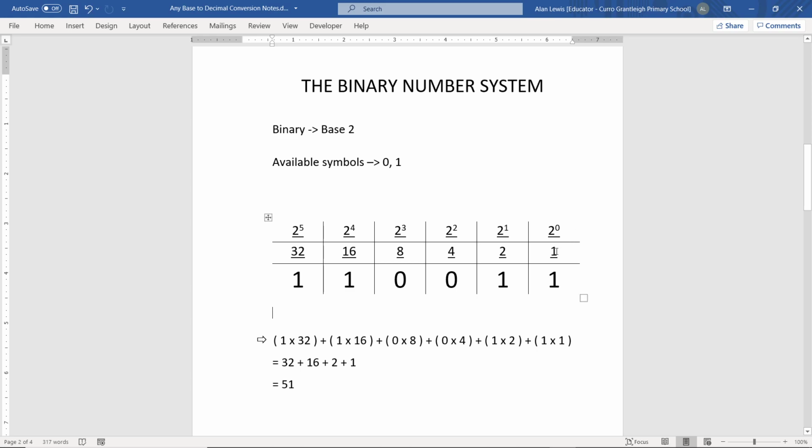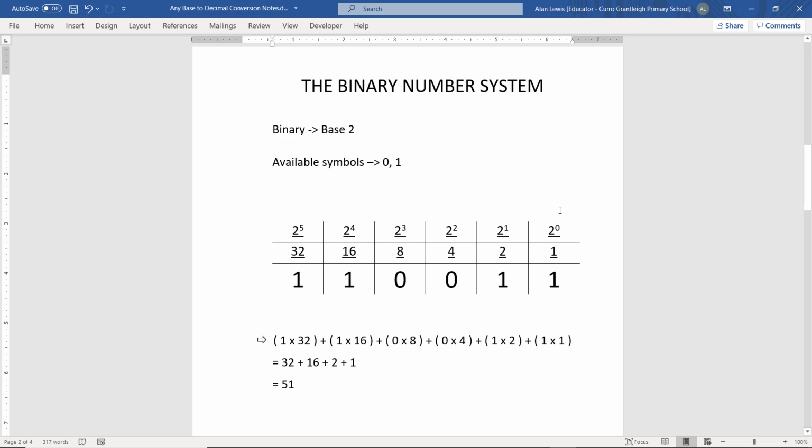So we've got 2. 2 times 2 is 4. 4 times 2 is 8. 8 times 2 is 16. 16 times 2 is 32. And that would carry on. It would be 64, 128, 256, 512. If we carried on, each column would be getting bigger by a factor of 2.